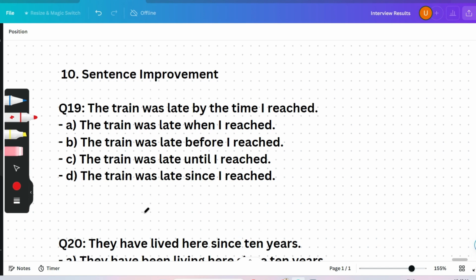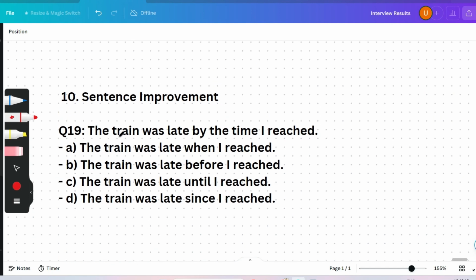Okay, so let me answer this question. What will be the answer for this question? The train was late by the time I reached. The train was late when I reached. The train was late before I reached, or the train was late until I reached. Actually, the case is about prepositions. The train was late when I reached. So this will be the correct answer.